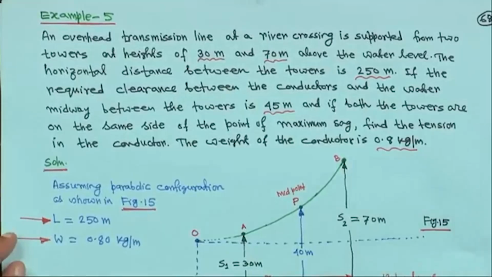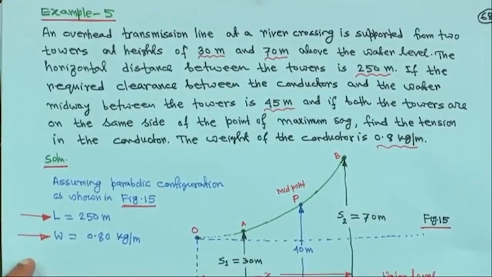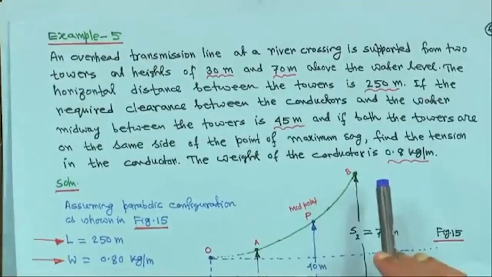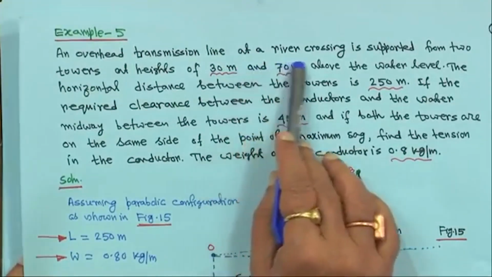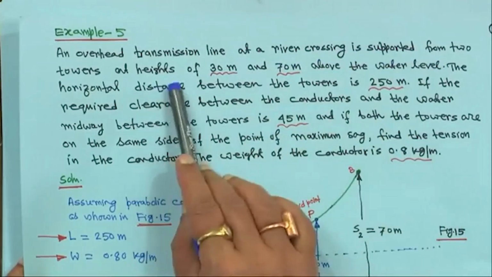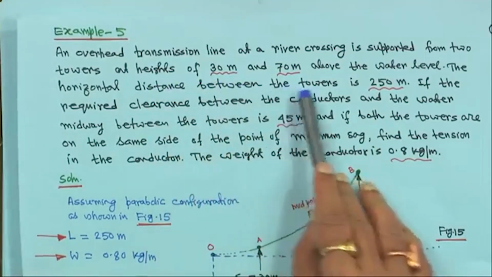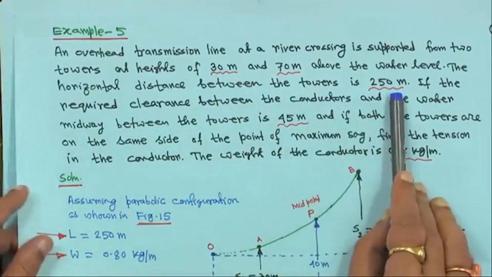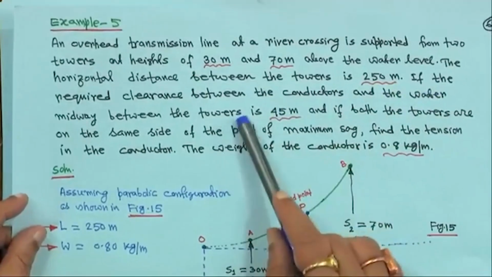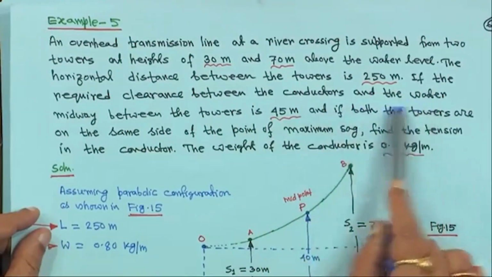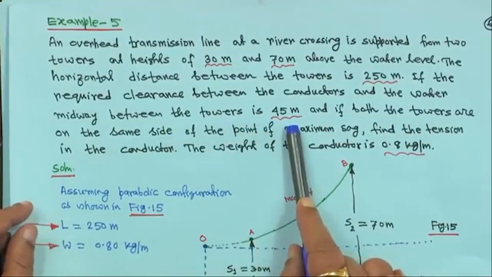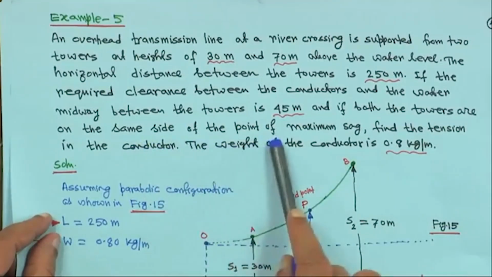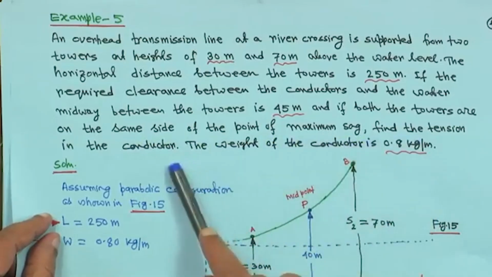Here, in example 5, x1 will also become negative, that is why I have made it this way. First let me read the problem. An overhead transmission line at a river crossing is supported from two towers at heights of 30 meter and 70 meter above the water level. The horizontal distance between the towers is 250 meter. If the required clearance between the conductor and the water midway between the towers is 45 meter, and if both the towers are on the same side of the point of maximum sag, find the tension in the conductor.